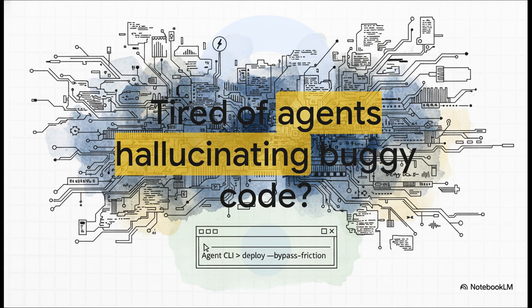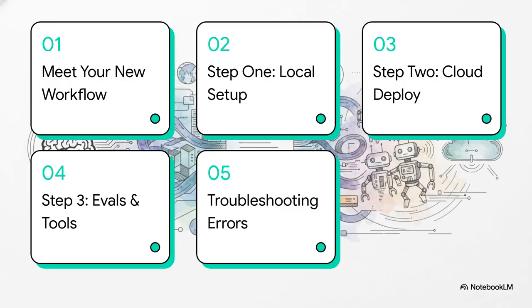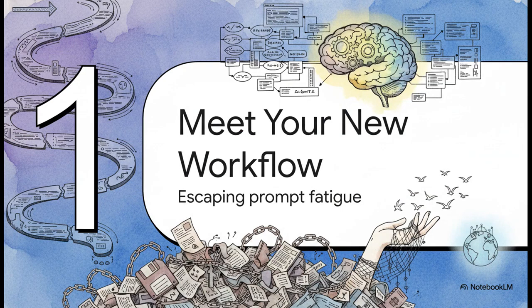friction today. So, here's our game plan to get your first AI agent live. We'll quickly meet your new workflow, run through step 1, which is local setup, hit step 2 for cloud deployment, jump into step 3 for evals and tools, and finally, wrap up by troubleshooting some common developer errors. Okay, section 1. Let's meet your new workflow and actually escape that prompt engineering fatigue.